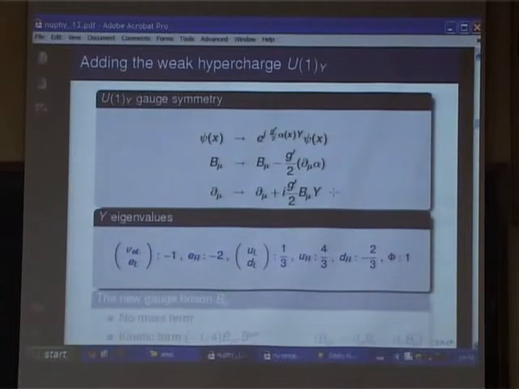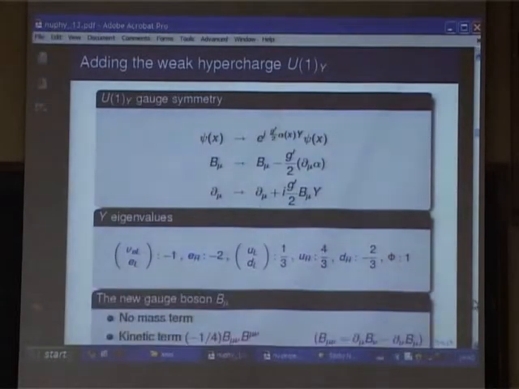So, in addition to these three, this new gauge boson B_mu has two properties. Firstly, it can have no mass term, because if it has a mass term, then you have a B_mu B^mu kind of term, and if you have this transformation, then you can't do anything about it. The term will not remain invariant under gauge transformation. So therefore, gauge symmetry tells you that you cannot have a mass term for this B gauge boson.